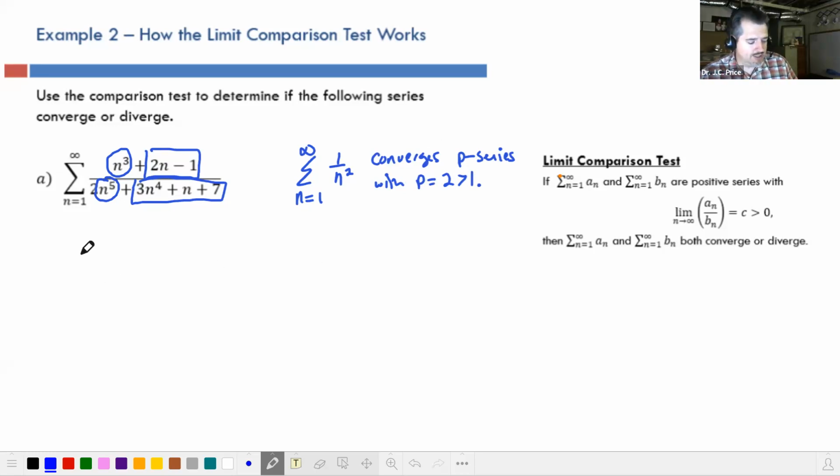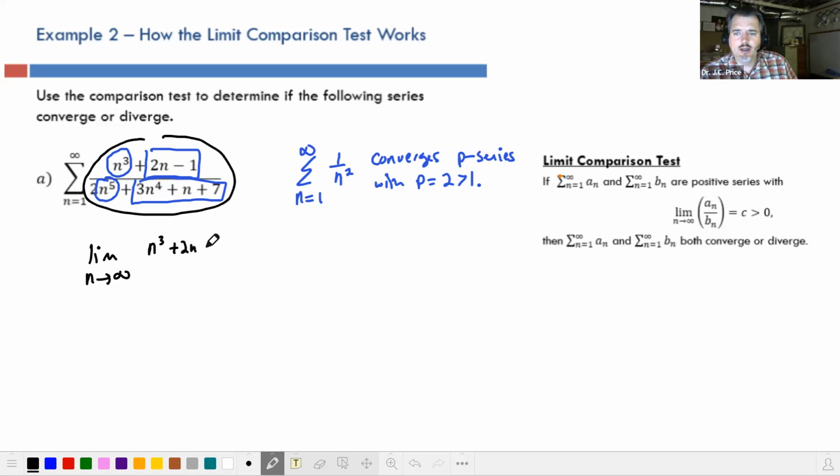So what I'm going to do is I'm going to run a limit on this thing. So I'm going to take the limit as n goes to infinity. It does not matter which one you put on top. I'll just put this one on top here. And so it's going to be this n cubed plus 2n minus 1, all divided by, and on the bottom I'll have 2n to the 5th plus 3n to the 4th plus n plus 7. And then I'm going to divide all that by this term right there of the other series, so 1 over n squared.